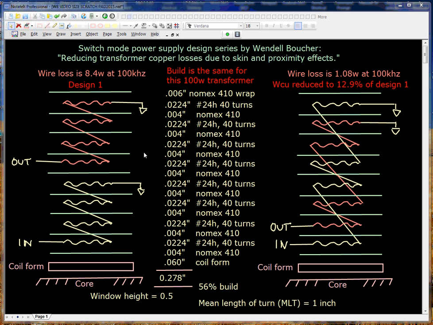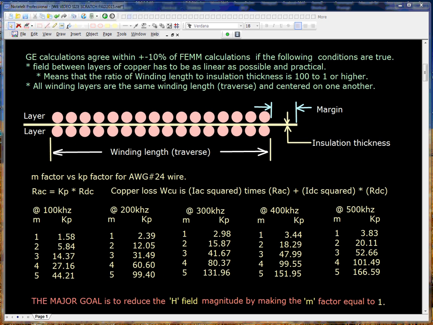And all we've really done is construct the transformer, but connect the windings together in a different way. Now we're going to show you how this is actually done and why. But first we have to come up with a few definitions for you.